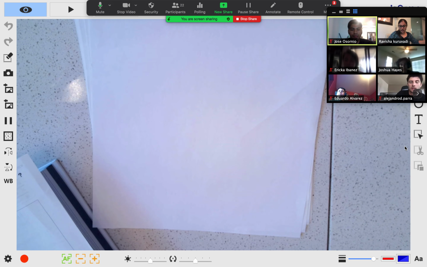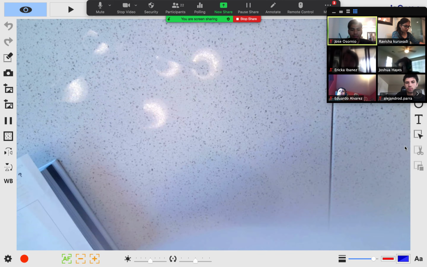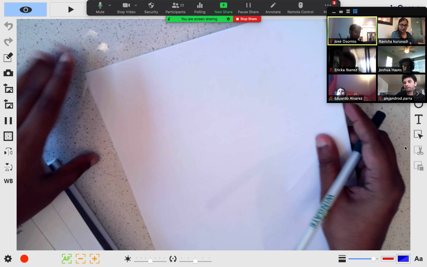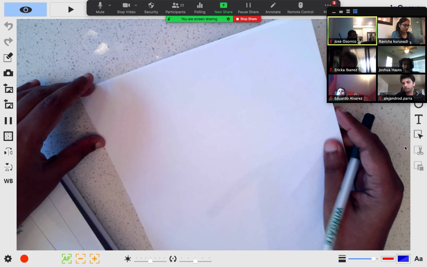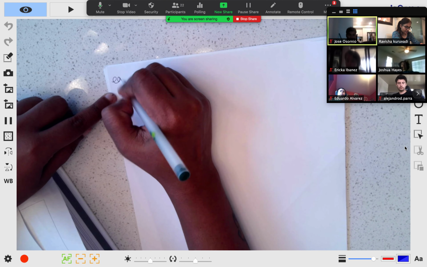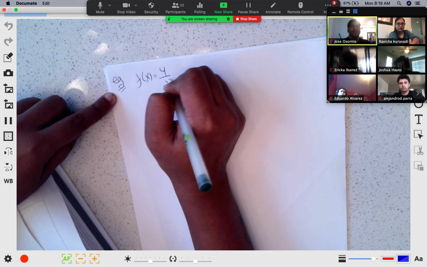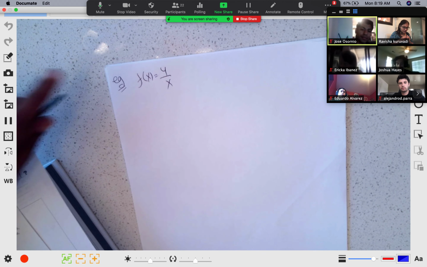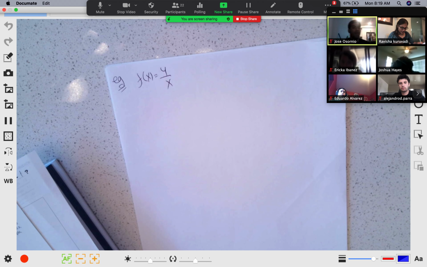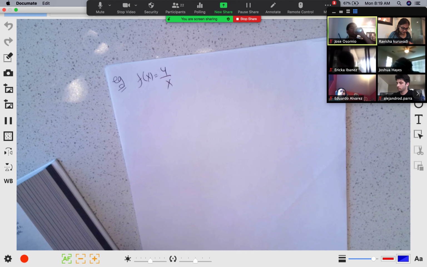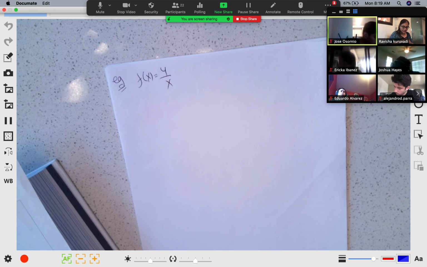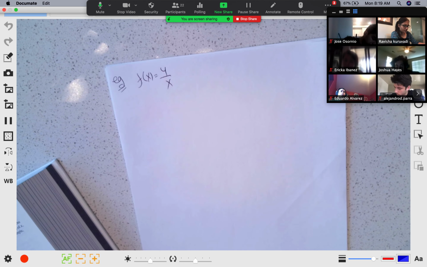Next thing, we are going to do one more example. Actually, we're going to do two more examples on this thing. You're given f(x) is equal to 4 over x. Can you tell me how to do it? What's the first step?